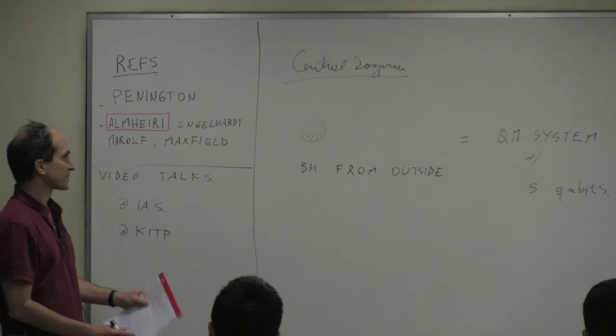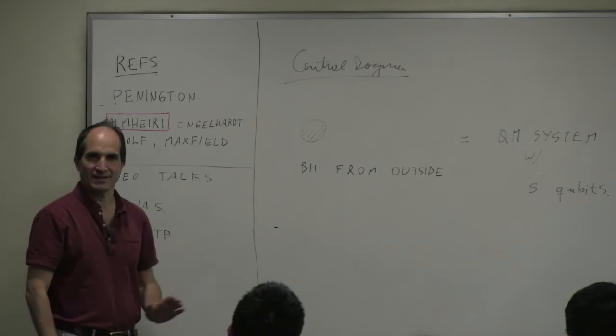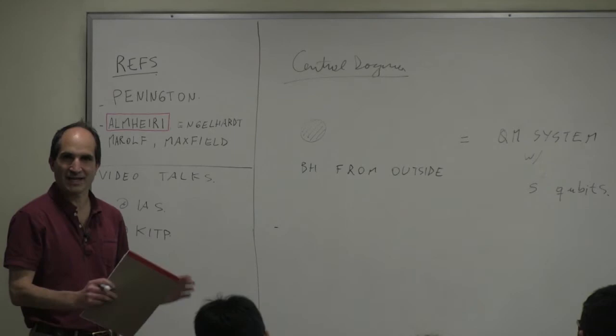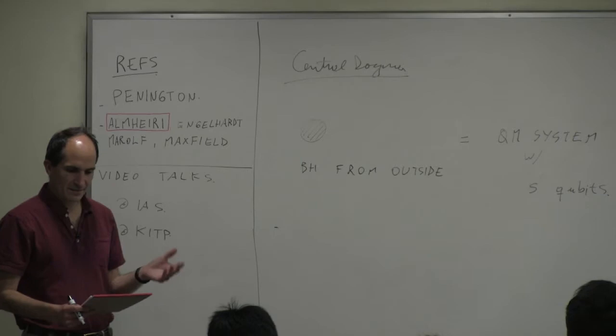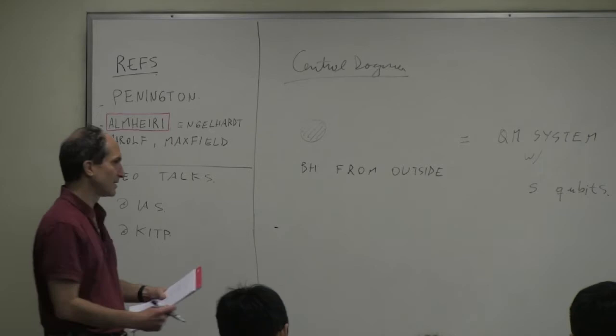Now, this central dogma does not say anything about the interior. It's only a statement about the exterior, and most of the checks and things that have been discussed over the last 20, 30 years were about the exterior. The interesting new developments are that we are understanding some more aspects about the interior. So this talk will be more about the interior of the black hole.